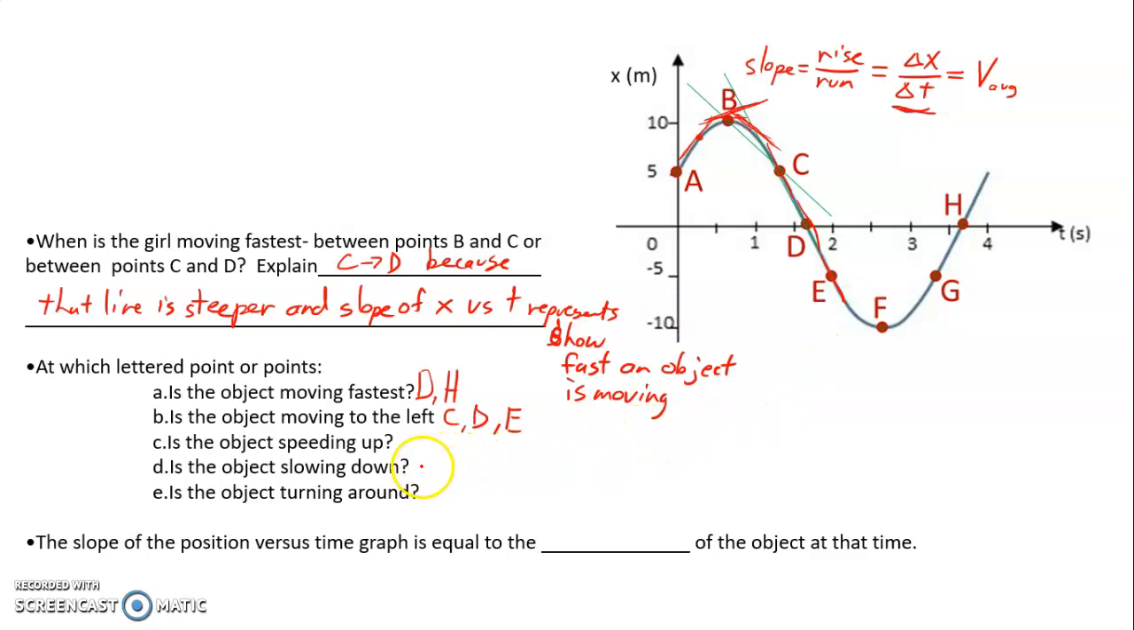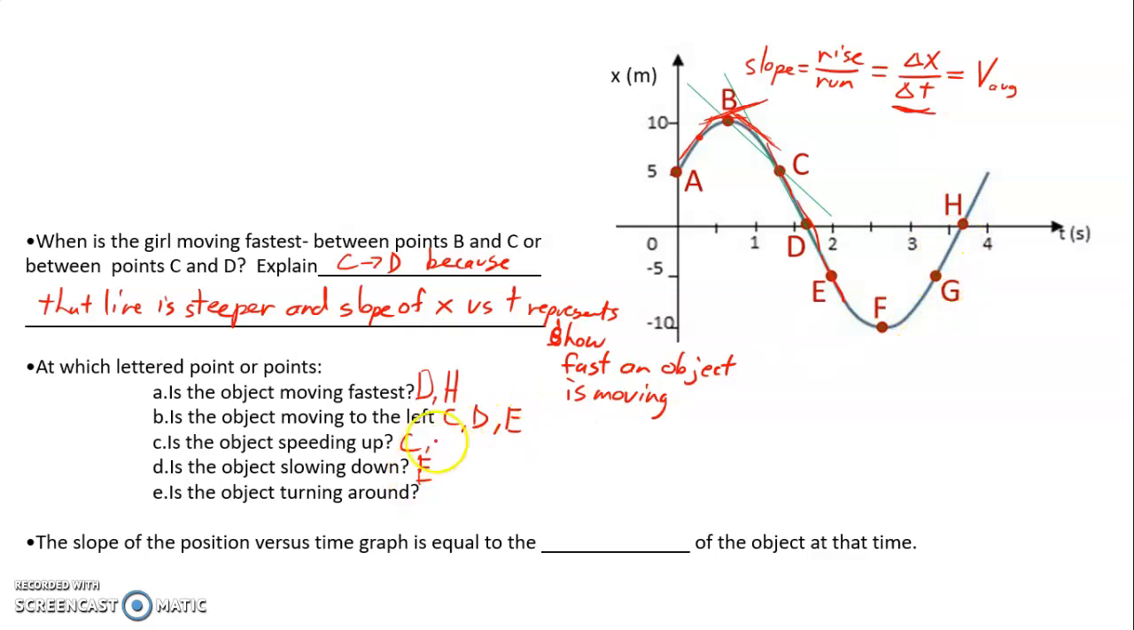When is she speeding up? We would say at point C, she is speeding up. At point D, that's her fastest moment. So after that, she's starting to slow down. Oh, and so we can put that in. So she's slowing down at point E. And then after F, she starts to speed up again, speeding up, speeding up. And then fastest at H.